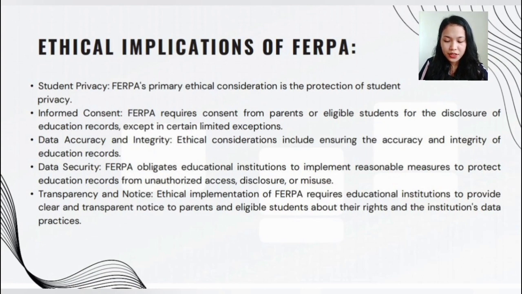Next is transparency and notice. Ethical implementation of FERPA requires educational institutions to provide clear and transparent notice to parents and eligible students about their rights and the institution's data practices. FERPA requires educational institutions to provide clear notice to parents and students about their rights under the law. However, the complexity of FERPA regulations and the variation in implementation across institutions can lead to inconsistent levels of transparency.